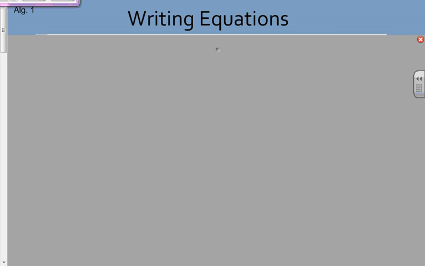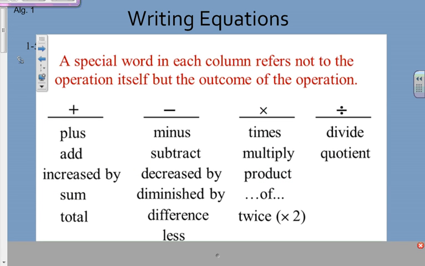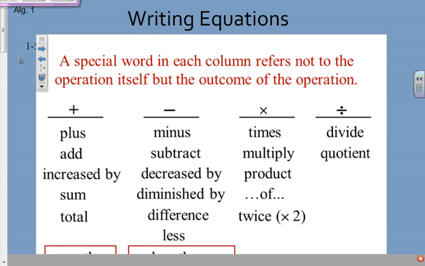Welcome, students. The lesson today is called Writing Equations. And you're just going to write out equations based on the words you read. You should have your guided notes paper in front of you. I want you to fill in that table. I'm going to give you the words I want you to fill into that table right now.